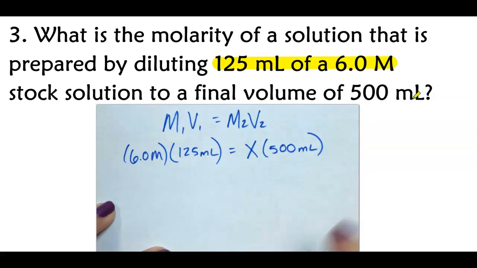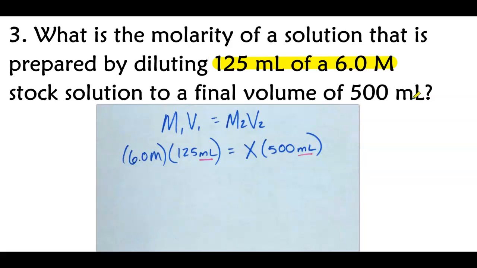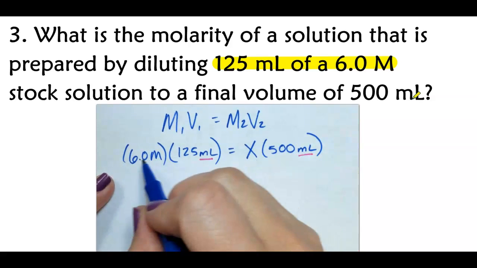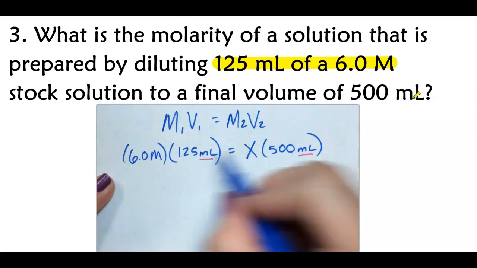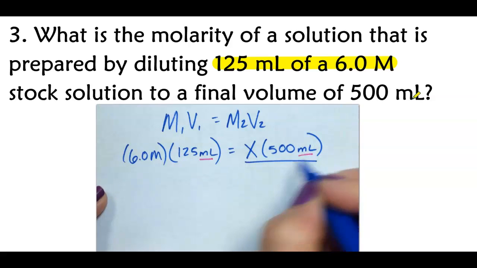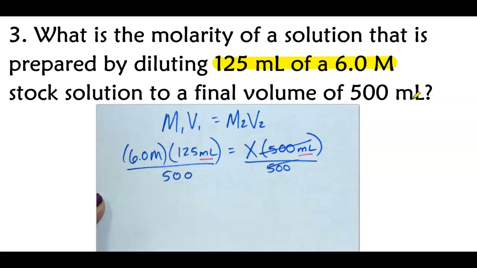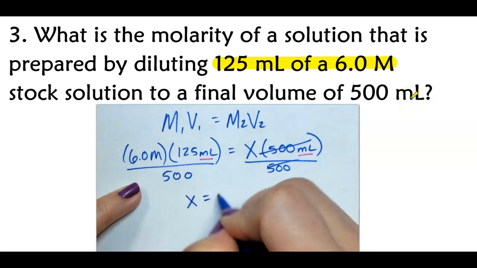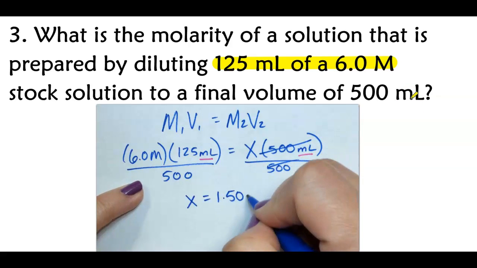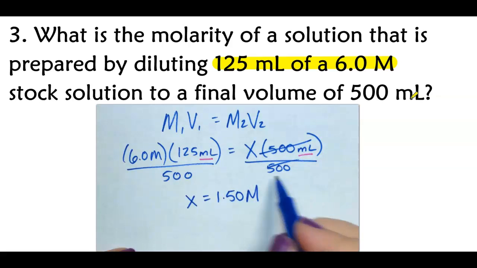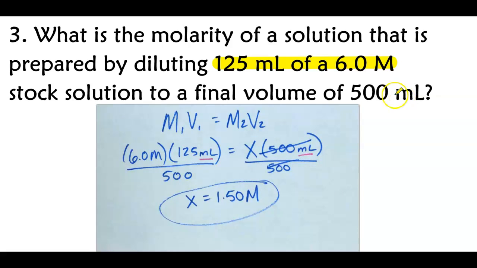Notice that my volume units are identical to each other, milliliters, milliliters, and so I don't need to convert one to match the other. But if they didn't match, you would need to make them match. So it'll be 6.0 times 125 divided by 500. Of course, the point of dividing by 500 is to isolate x. And so when we do this math here, we get x equals 1.50, and since we are solving for molarity, we'll put a capital M as our unit.